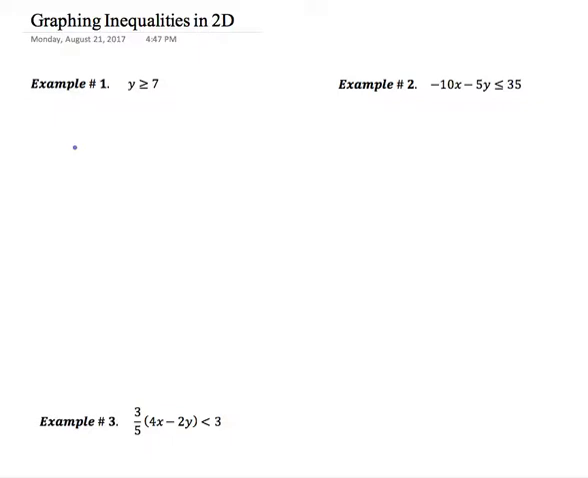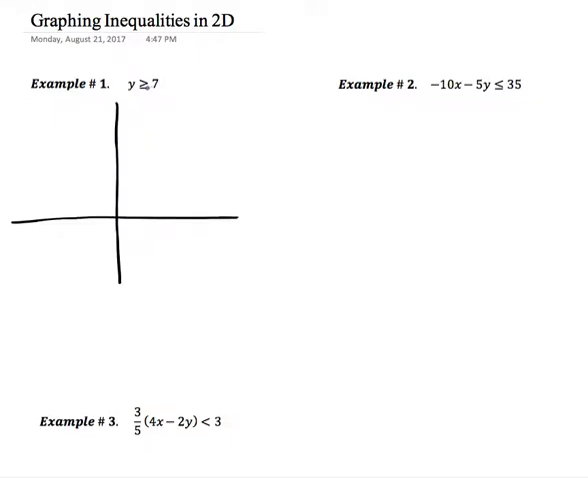The first example is to graph the inequality y is greater than or equal to 7. This one doesn't jump out at you as a two-dimensional problem, like example 2 should because it has x and y, or example 3 that has both x and y. Those clearly, whether directions tell you or not, are inequalities that you need to graph in 2 dimensions. This one's different. It's just y is greater than or equal to 7. So let's think about our coordinate plane and some points that might satisfy that condition.